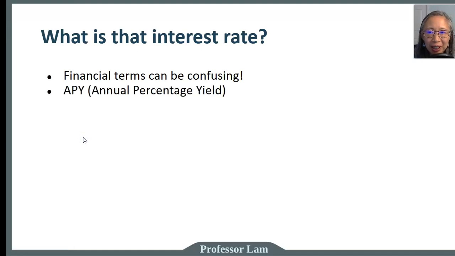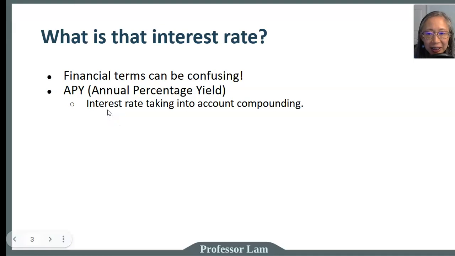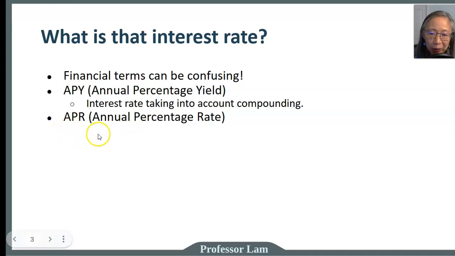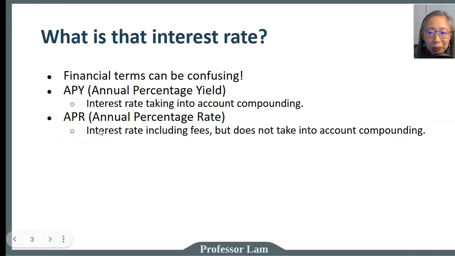Financial terms can sometimes be confusing. You may have seen the term APY or annual percentage yield being used. This is the interest rate that takes into account compounding. Versus APR or annual percentage rate. APR is interest rate that includes fees but does not take into account compounding.